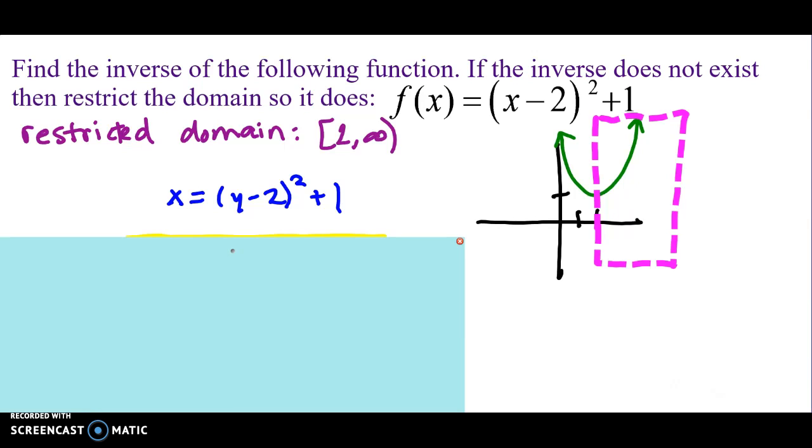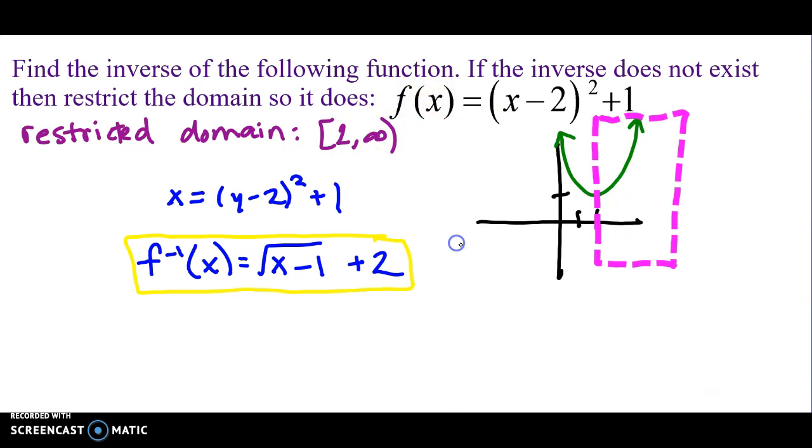Okay, well, I solved for the inverse of this function f of x, and if you got this right, you should have gotten that f inverse of x equals the square root of x minus 1 plus 2. So something I want you to think about, because we did spend some time talking about the domain and range of f versus f inverse.